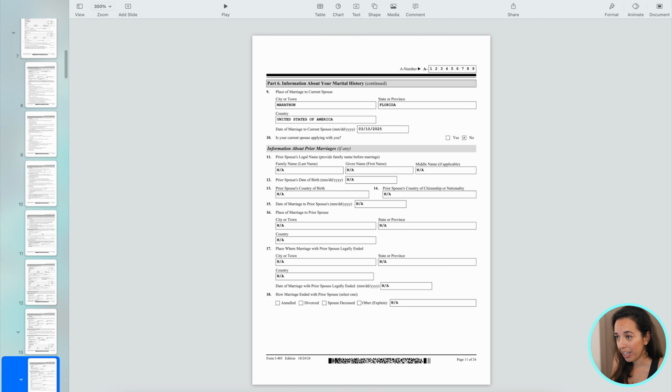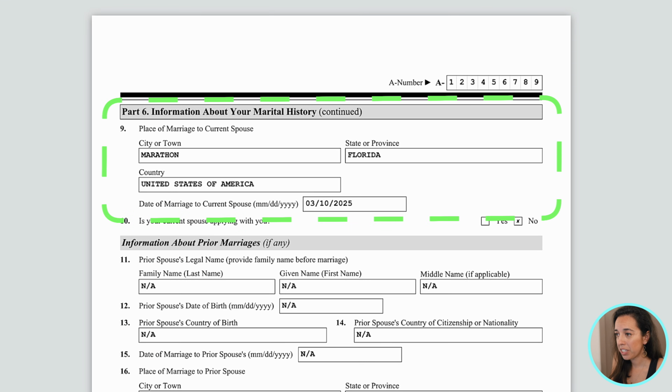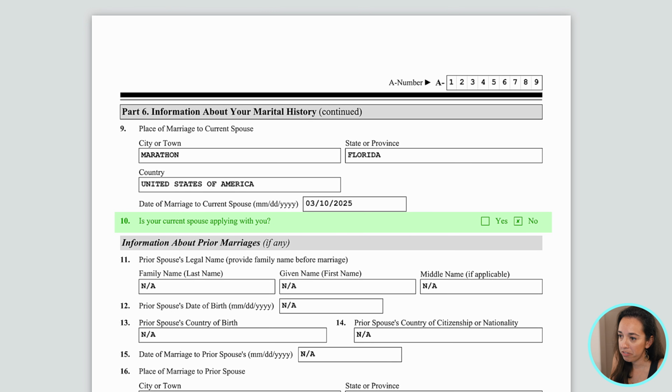The next page, page 11, part 6, asks for information about your marital history continued. And question 9 asks place of marriage to your current spouse. So we got married in a town called Marathon here in Florida in the United States, and we wrote down our date of marriage here. Question 10 asks, is your current spouse applying with you? So you're going to select no, as it is only the non-US citizen beneficiary who is applying for a green card and residency.